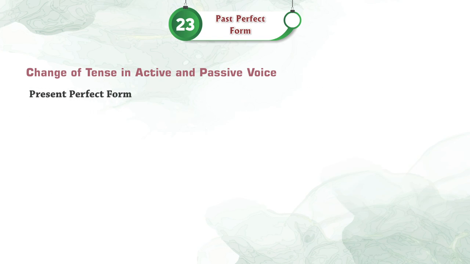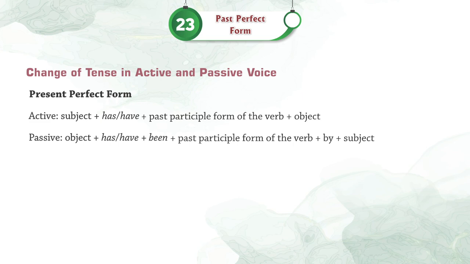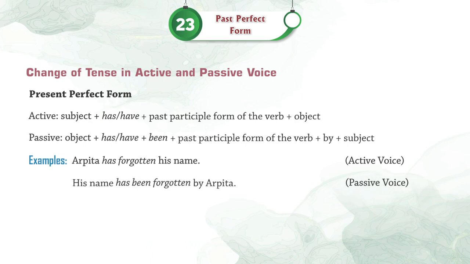Present perfect form. Active, subject plus has or have plus past participle form of the verb plus object. Passive, object plus has or have plus been plus past participle form of the verb plus by plus subject. Examples: Arpita has forgotten his name. Active voice. His name has been forgotten by Arpita.